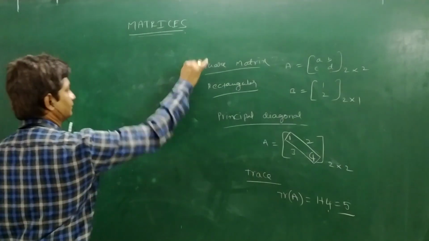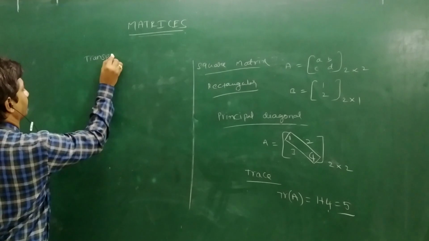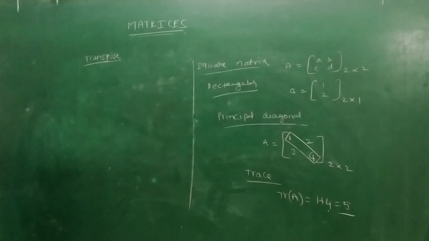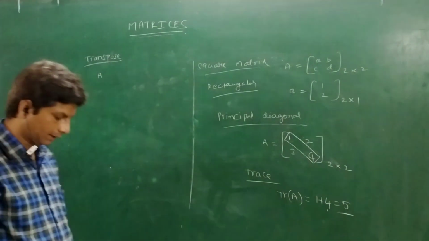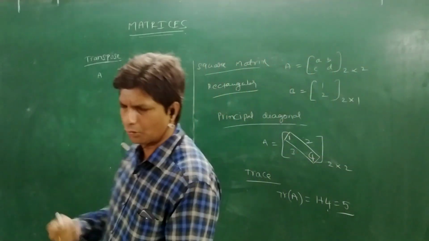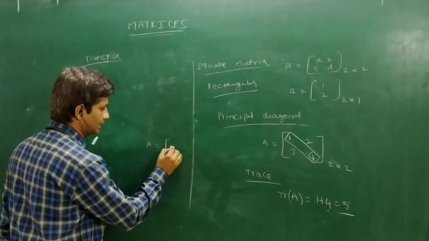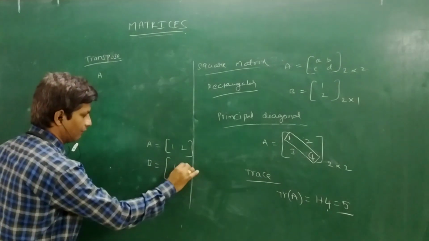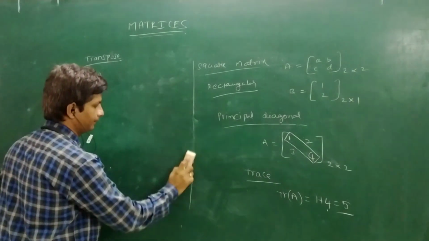Next, transpose of a matrix. Let capital A be any matrix, whether it is a square matrix, rectangular matrix, row matrix or column matrix. Row matrix means if a matrix contains exactly one row, that is called a row matrix. If a matrix contains exactly one column, that is called a column matrix. Of course, these two are rectangular matrices.